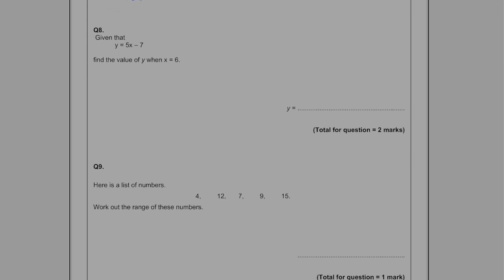Question 8. Given that y is equal to 5x minus 7, find the value of y when x is equal to 6. So, a bit of substitution here. y is going to be equal to 5 times by 6 minus 7, which would give us 30 minus 7, which would give us 23. So, 23.